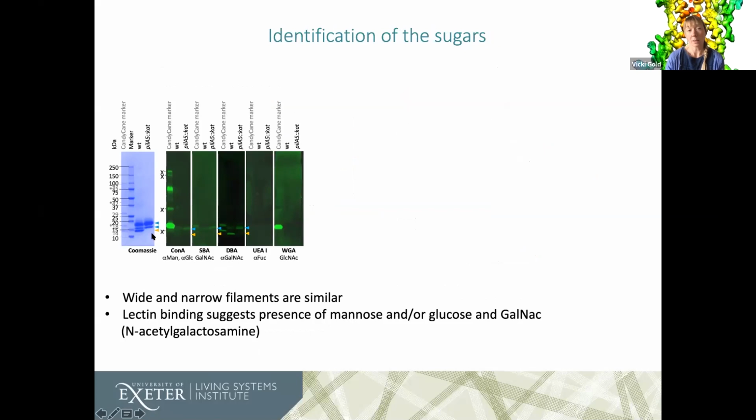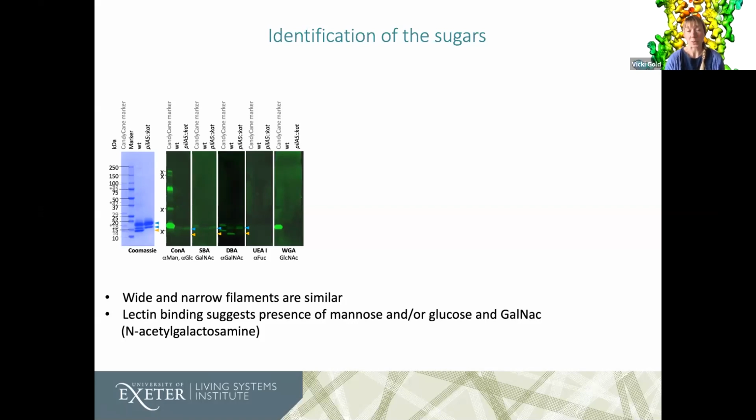You then incubate the gel with biotinylated lectins. Lectins are sugar binding proteins, so they will bind to specific sugars to which they target. The gel is then incubated with streptavidin fluorescent dye, and we had a positive result for these 3 lectins, which shows us that we have the presence of mannose and/or glucose and N-acetyl galactosamine. So these are likely the sugars that account for that density in our EM maps.